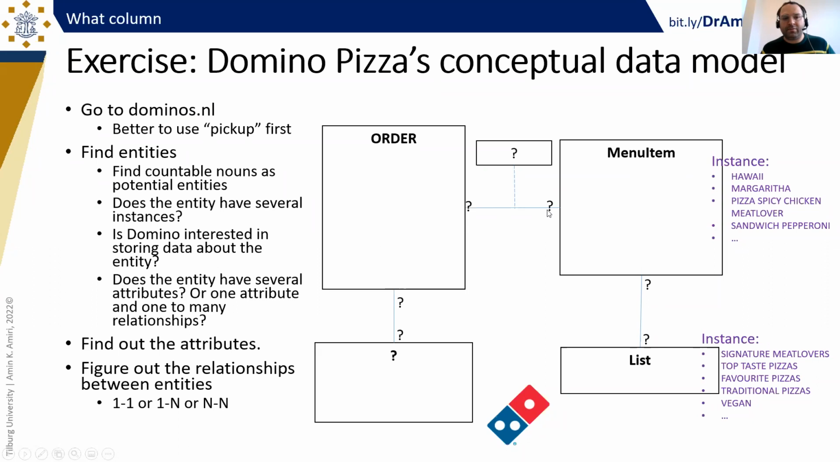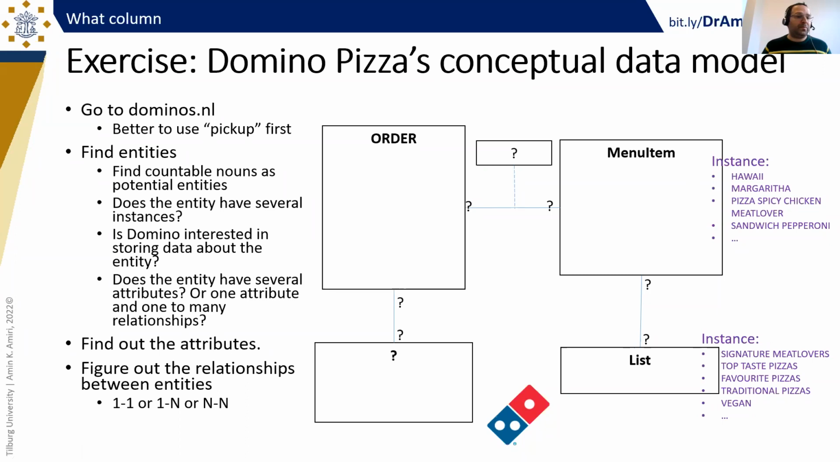You can have several. So you need to put an N here. A menu item is on a receipt in an order. Can a menu item be repeated in a receipt? That means there's only one menu item in a receipt, or it can be several. That menu item, like Hawaii, is repeated several times in the order.